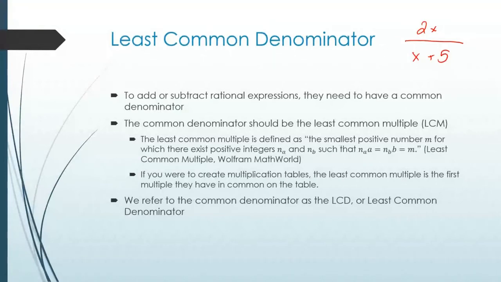So if we're adding or subtracting these, we need to have a common denominator. That's the same rule as when you're adding and subtracting fractions. So the rules for things without variables are the same rules when you have things with variables. The same rules apply, we just now have letters involved. So when we have rational expressions, the common denominator is the least common multiple of the denominators.